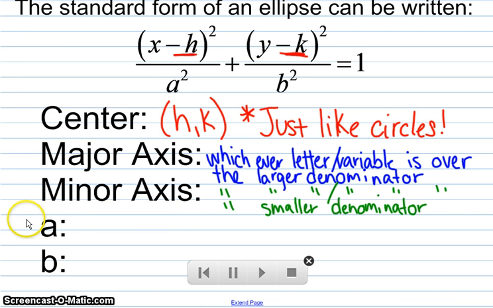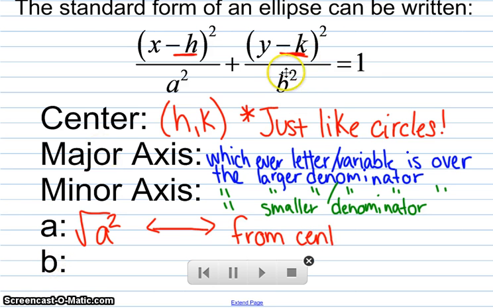Alright, and then to find a. You've got to think, we have a squared in the equation. If we just want a by itself, take the square root of it. And then right there, that's going to tell us how far left and right we're going to go from our center when we're graphing it. And for b, we've got a b squared up here in the equation. Take the square root of that, and that's going to tell us how far up and down we're going to go from our center.